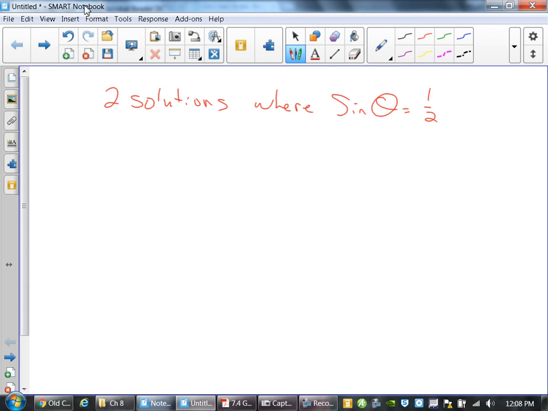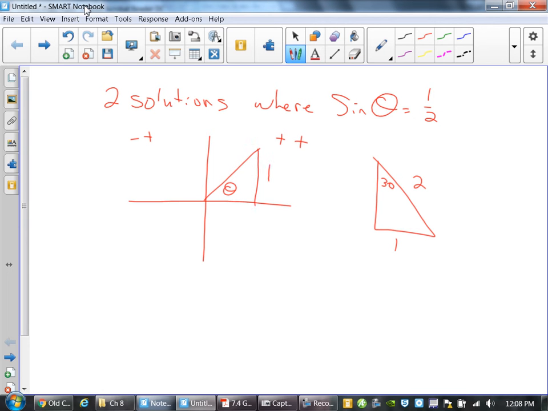So for this one, we need to figure out what two quadrants are sine positive. Sine's positive in the first, and it's positive in the second. Then you have to think about what angle gives you a 1/2 when your opposite is 1 and your hypotenuse is 2: 30 degrees. So you know at a 30-degree angle, it's 1 and 2. So theta would be 30 degrees. What is its radian? Pi over 6. So we know it's going to be at 30 degrees and pi over 6.